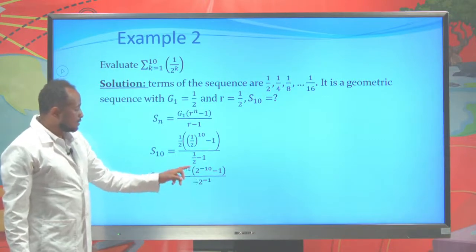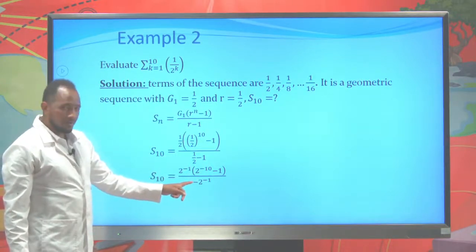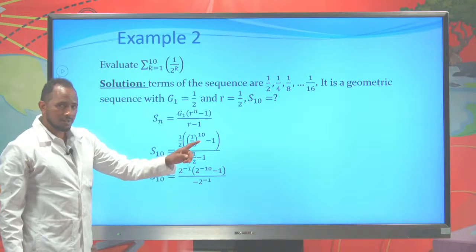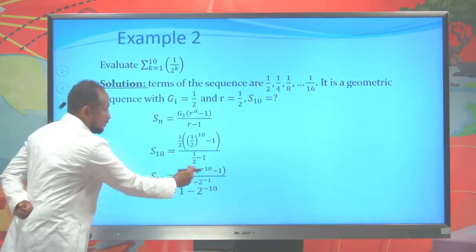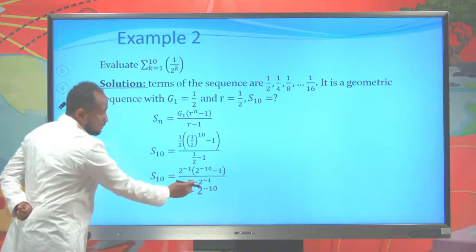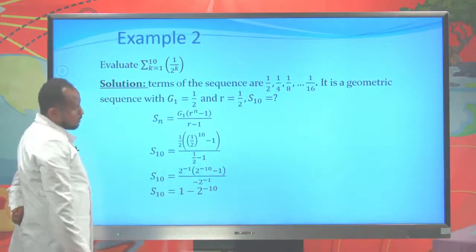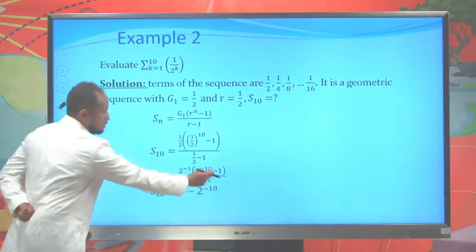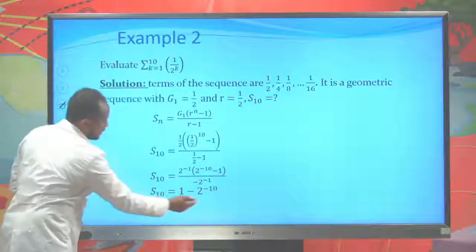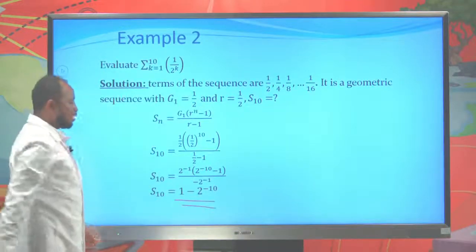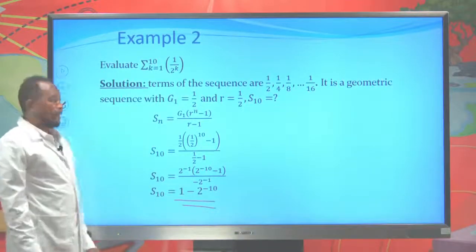You can cancel this 2, but the negative is there, so put the negative on the upper side and multiply it. When you multiply, this negative is multiplied into the numerator, so this becomes positive and this becomes negative. The answer will be 1 minus 2 to the power of negative 10. I can leave the answer in this form.